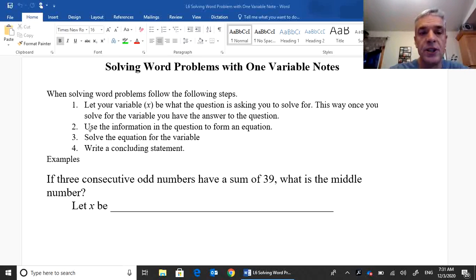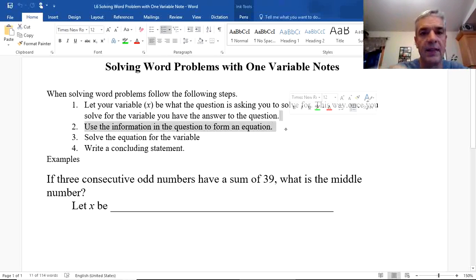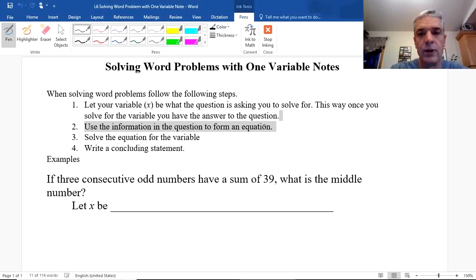Now, we're going to use the information in the question to create an equation, and this is by far the most difficult thing that students tend to have. They really struggle with this part of the process of solving word problems, right? And I'll try to break it down through some examples, but at the end of the day, it's a skill that needs to be developed, okay? You need to work on it.